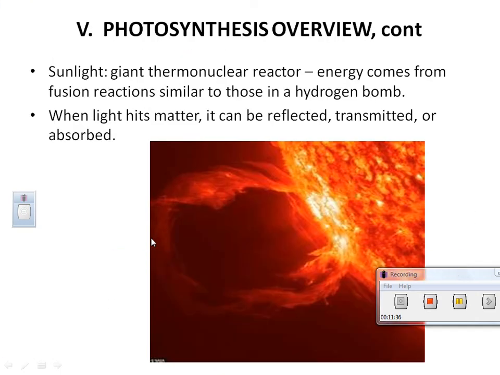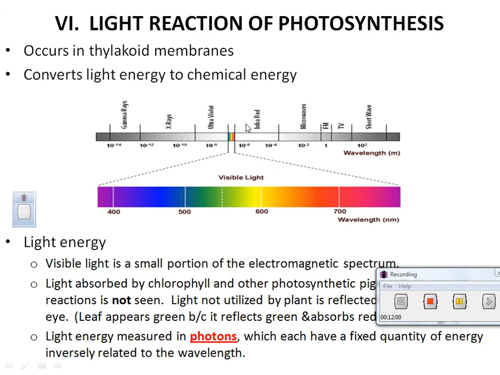All right. So I added this slide in just so that you would know that the sun is our biggest energy source. It's a giant thermonuclear reactor. So energy is coming from fusion reactions similar to those in a hydrogen bomb. When light hits matter, it can be reflected, transmitted, or absorbed. So all light coming off the sun, when it hits a plant, has a choice to be reflected, transmitted, or absorbed. Okay, so in order to understand this, we have to talk about the visible spectrum a little bit.